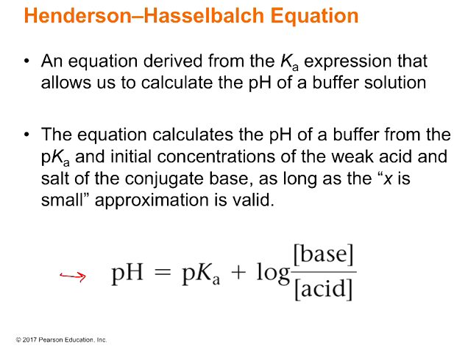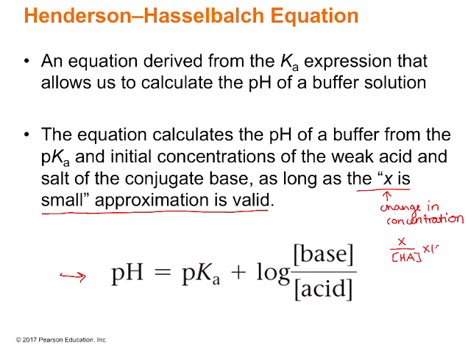Now, this equation only works if the x is small approximation is valid. So remember previously, we would solve for x, and then we would assume that x was small. Remember, x is the change in concentration. And we always wanted to check that assumption to make sure it was valid. We said that if the value of x over the original concentration of acid times 100 was less than 5%, then our approximation was valid. So this is a really easy way to solve for the pH of a buffer solution. Now, it doesn't always work. Sometimes we do have to use the quadratic formula and solve that way. But typically the Henderson-Hasselbalch equation can be used.